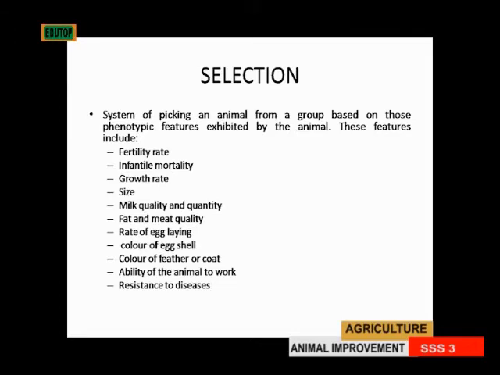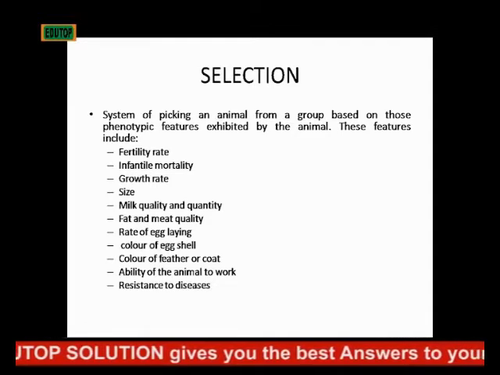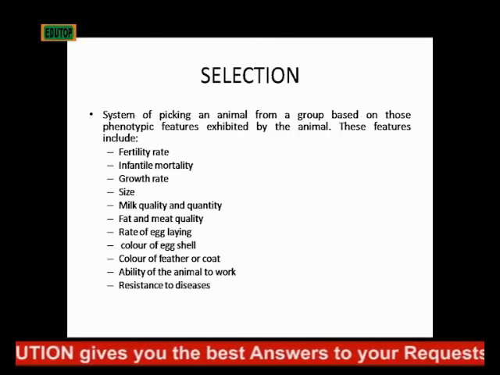Fat and meat quality, then the rate of egg laying, the color of the eggshell, and the color of the feather or coat are other things you consider. The ability of the animal to walk, maybe you want to use it as labor on the farm. Then the resistance of such animals to disease. Those are the features that you consider in selection.